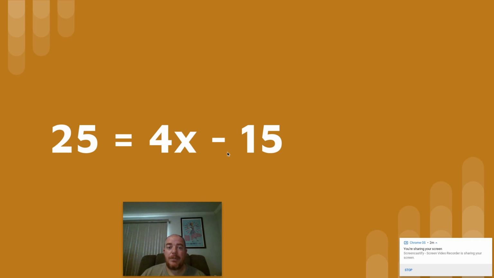This next one, I want you to look at it and try and solve it first. So remember, we're trying to get the x by itself and we want to get rid of this side first. It's a little bit backwards, but you work it the exact same way. So go ahead and give this a try.